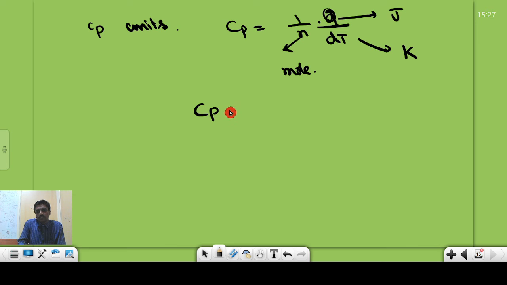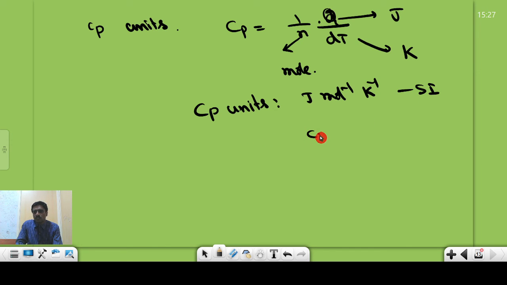Then the units for Cp, taking SI system units, are joule mole inverse Kelvin inverse. These are the SI units. What are the CGS units? It is calories mole inverse degree centigrade inverse. These are the CGS units.